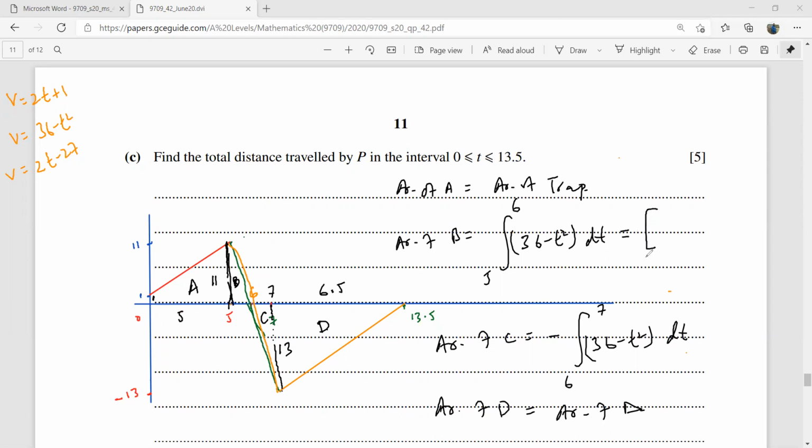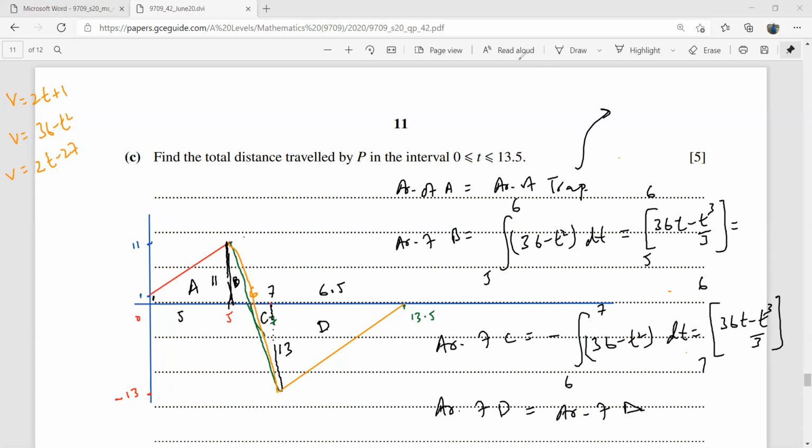This is going to be limit from 5 to 6, 36t minus t cube over 3. I would be waiting for your answers for this. And this is going to be, if I switch the limits, I can get rid of this minus sign here. So I'm switching that. This is 7 to 6, 36t minus t cube over 3.